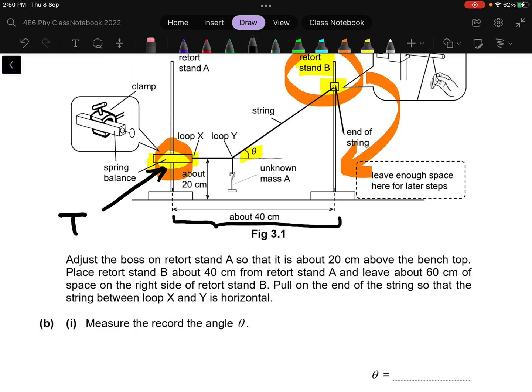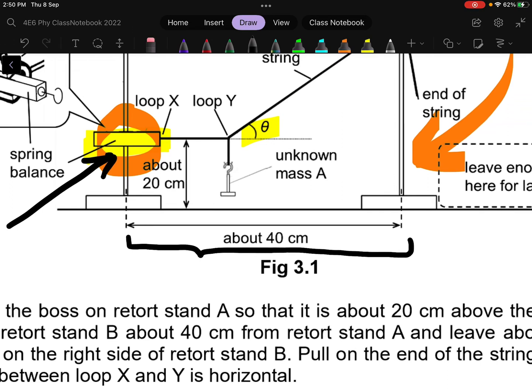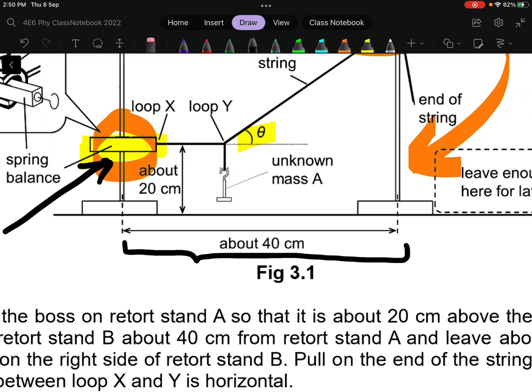I mean you can't find the center distance over here, right? Because here if you look at it, I am marking out the center line, right? This line. Sorry, I'm marking out this center line. So some of you are saying that it is impossible for me to find the center of the retort stand, so therefore the distance between retort stand A and B are not accurate.